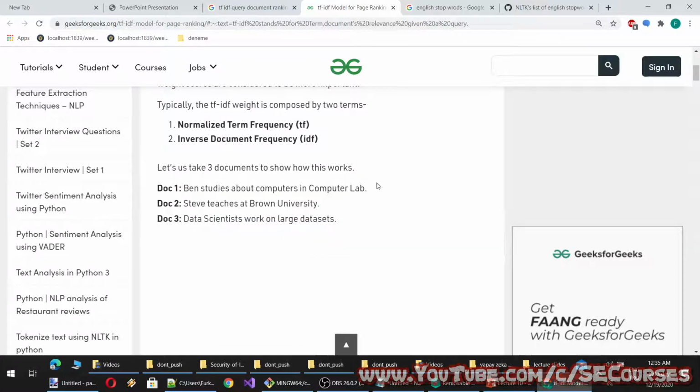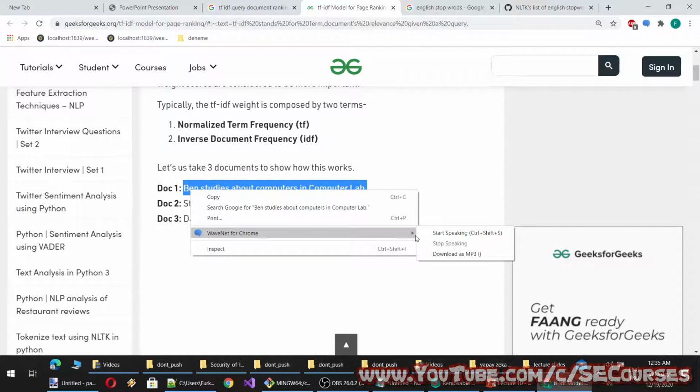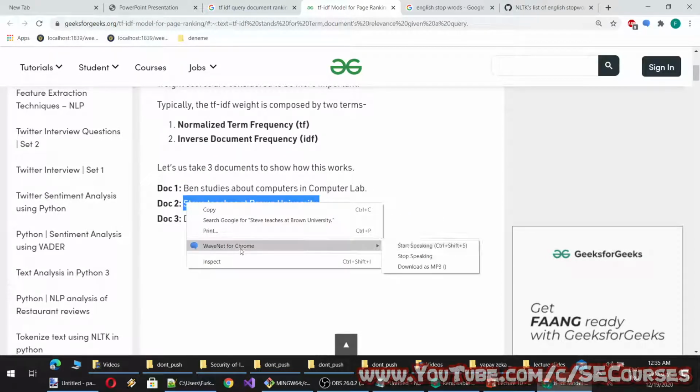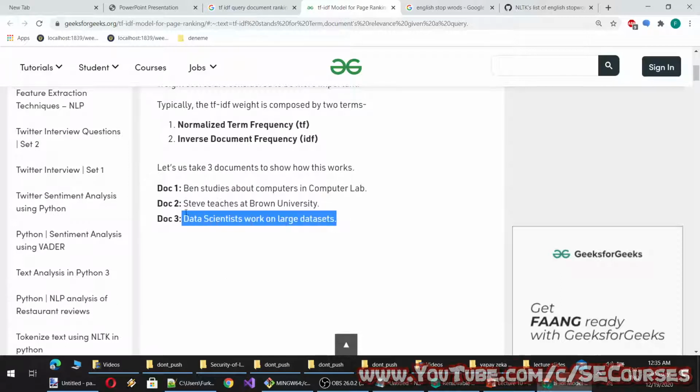So the first document is "Ben studies about computers in computer lab." The second document is "Steve teaches at Brown University." And the third document is "Data scientists work on large datasets."